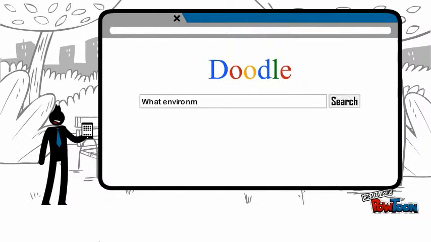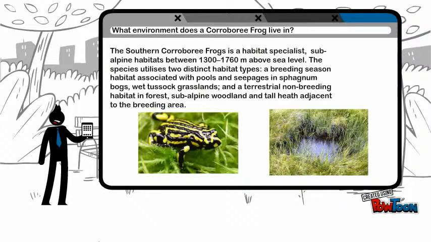What environment does the Corroboree frog live in? The southern Corroboree frog is a habitat specialist. Subalpine habitats between 1,300 and 1,760 metres above sea level. The species utilises two distinct habitat types: a breeding season habitat associated with pools and seepages in sphagnum bogs and wet tussock grasslands, and a terrestrial non-breeding habitat in forest, subalpine woodland and tall heath adjacent to the breeding area.